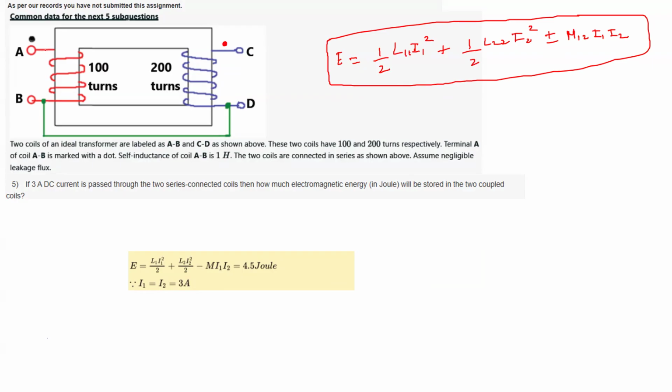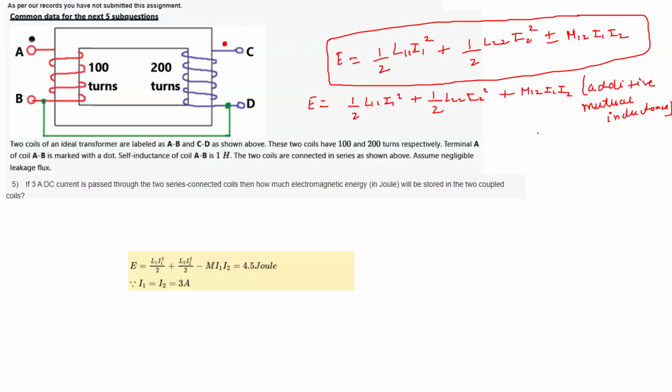So you have to find the effect of the mutual inductance, whether the mutual inductance is additive in nature or subtractive in nature. If it is additive in nature, then the energy becomes half L11 I1 square plus half L22 I2 square plus M12 I1 I2. This is additive mutual inductance. If it is subtractive, then it becomes minus.